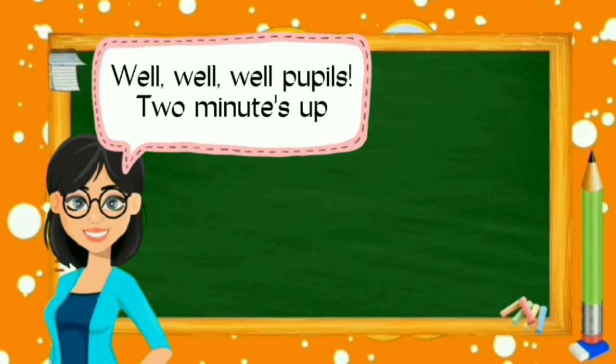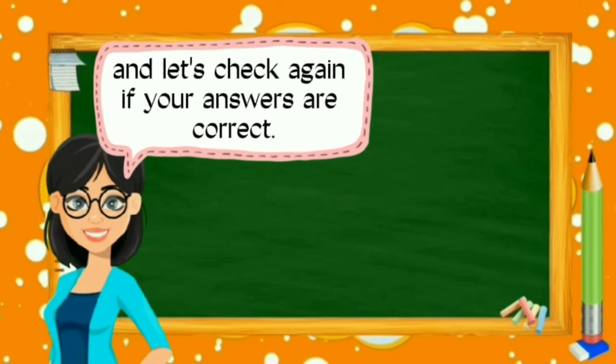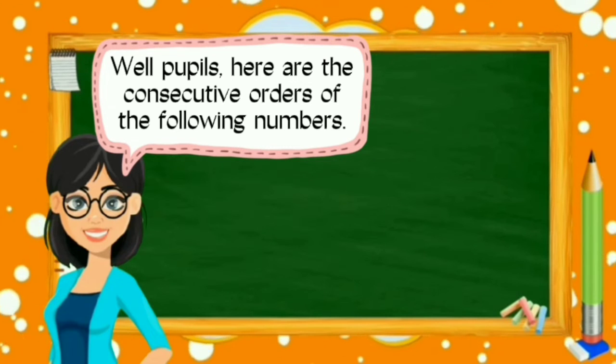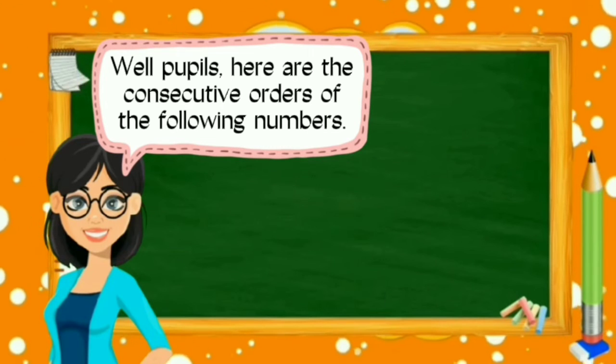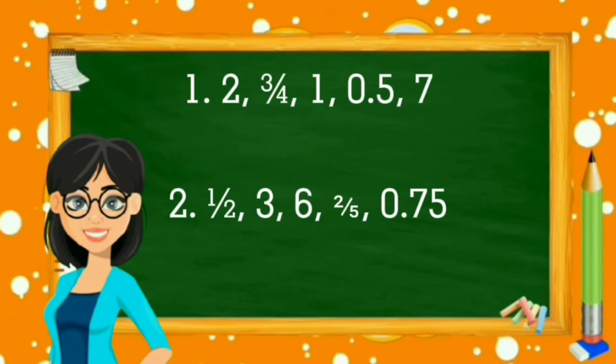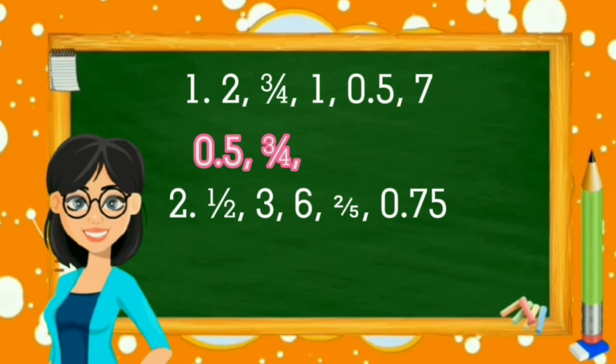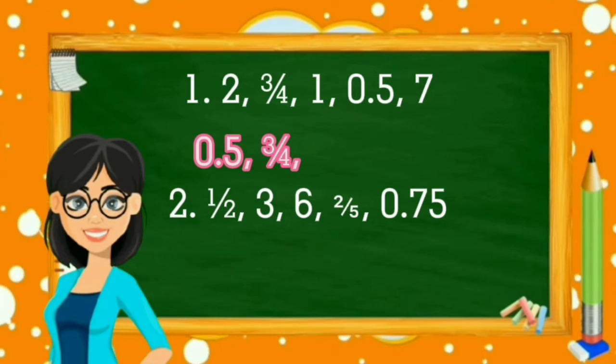Well, pupils, 2 minutes up, and let's check again if your answers are correct. Here are the consecutive orders of the following numbers. We have here number 1. The first number we have 0.5. The second number we have 3/4.